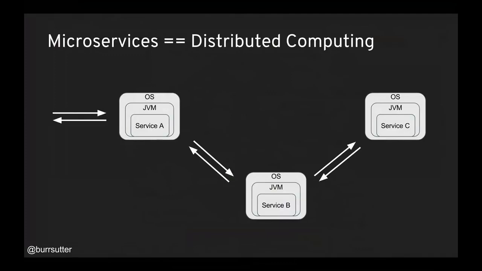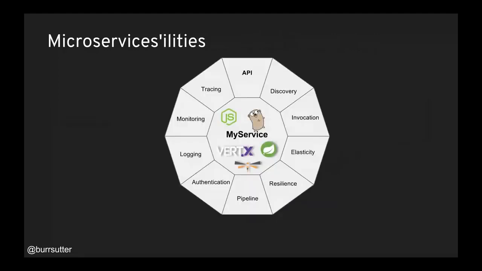So microservices is fundamentally about distributed computing, having a bunch of services running in their independent Java virtual machines with their independent operating systems, running out there on different compute nodes in many cases. So it might be several different virtual machines, several different pieces of hardware, but they're running across a distributed network. Because of that, you have to have certain microservice capabilities. I call these the microservice-ilities. What kind of capabilities might your microservice need?